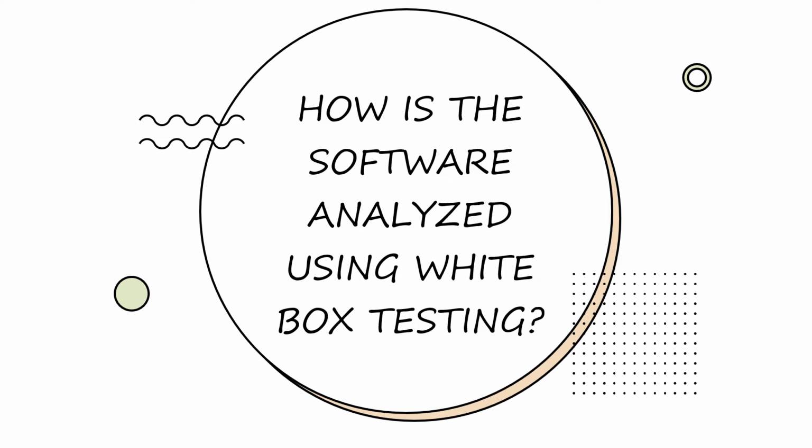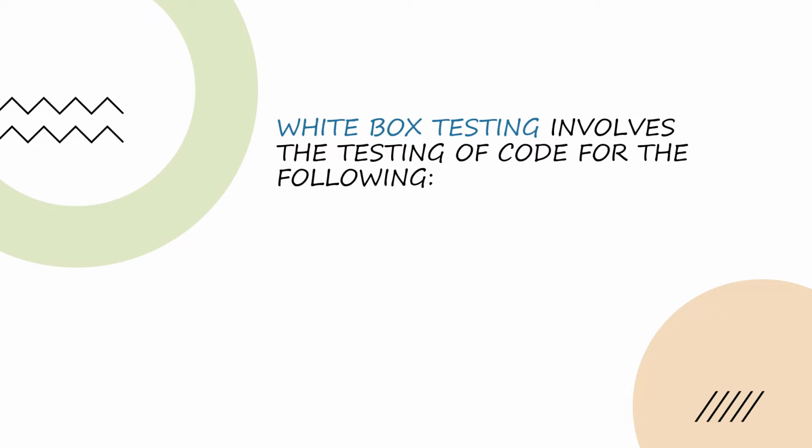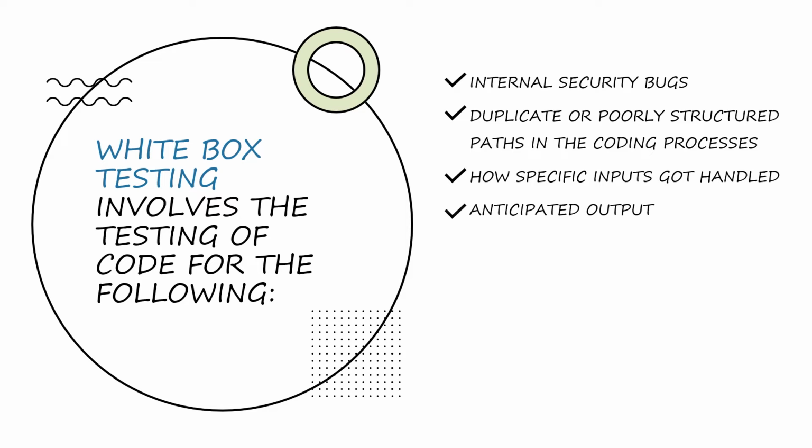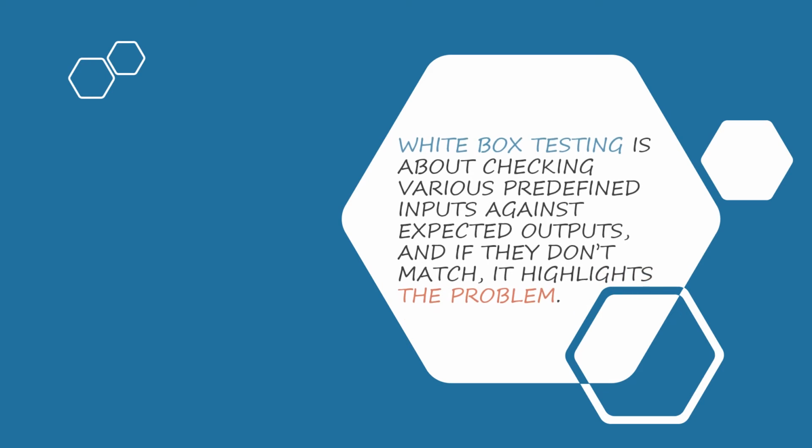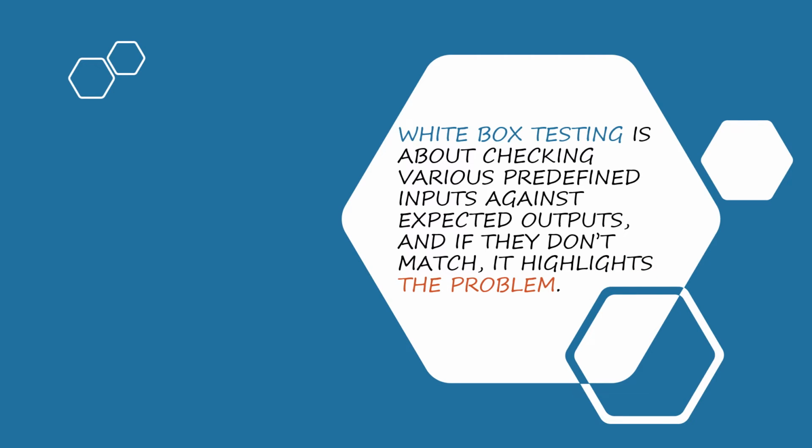So how is the software analyzed using whitebox testing? Whitebox testing involves the testing of code for the following: internal security bugs, duplicate or poorly structured paths in the coding processes, how specific input got handled, anticipated output, accuracy of conditional loops functionality, testing of function, statement, and object individually. Whitebox testing is about checking various predefined inputs against expected outputs, and if they don't match, it highlights the problem.